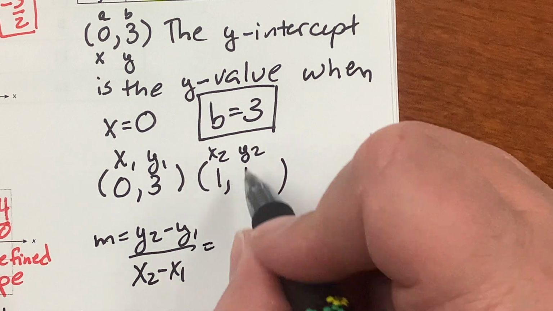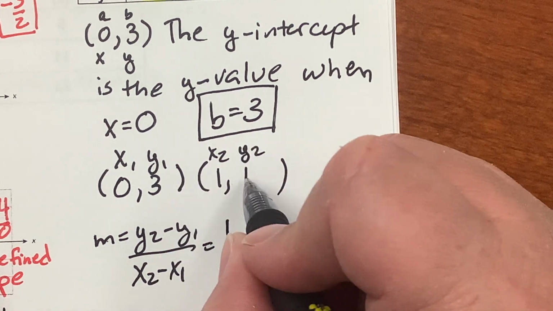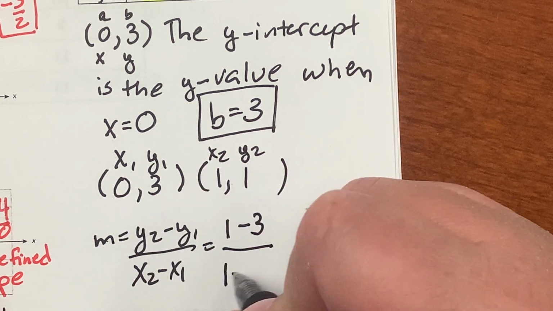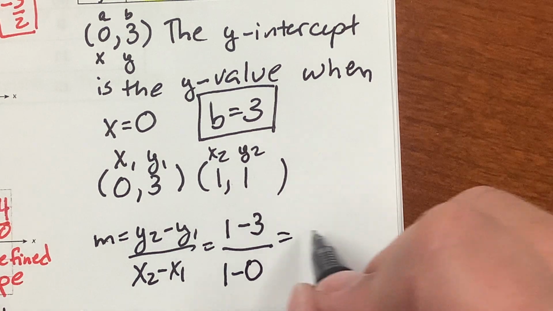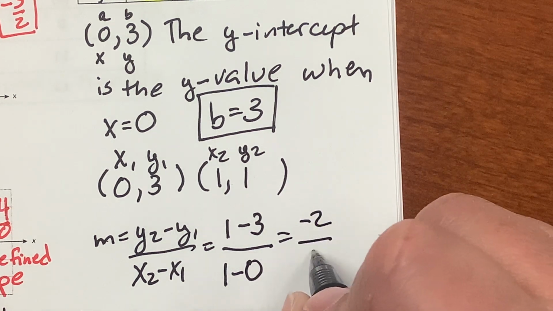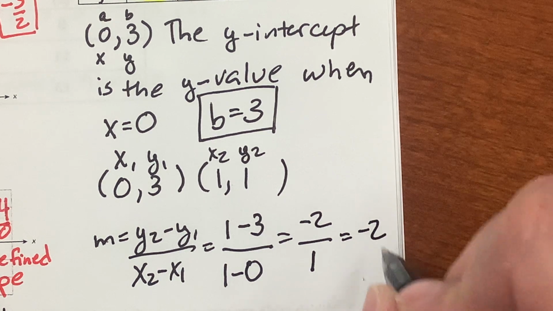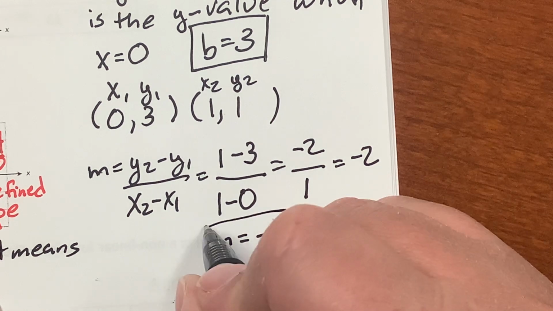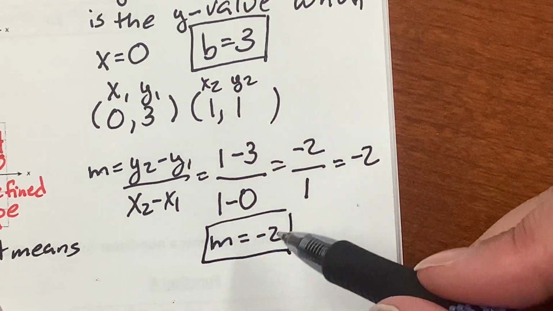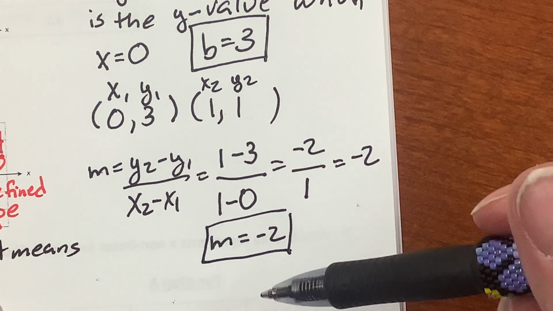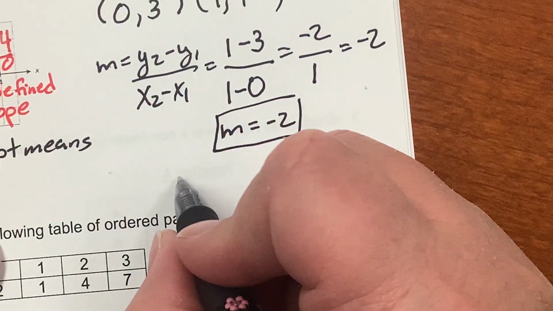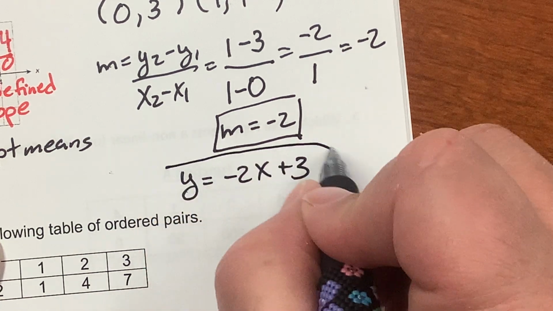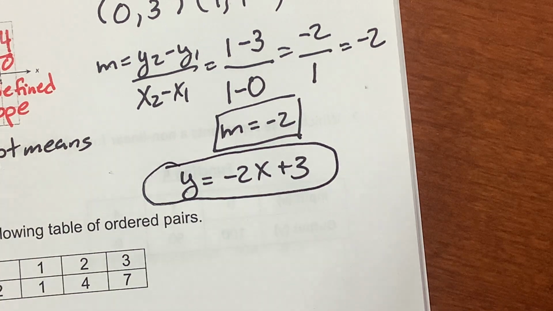So y2 minus y1, 1 minus 3 over 1 minus 0. Well, let's see, 1 minus 3 is negative 2. 1 minus 0 is 1, so I have negative 2. So my m equals negative 2. Now, to make an equation, I need the m and the b. Y equals negative 2x plus 3. And there's my equation for that one.